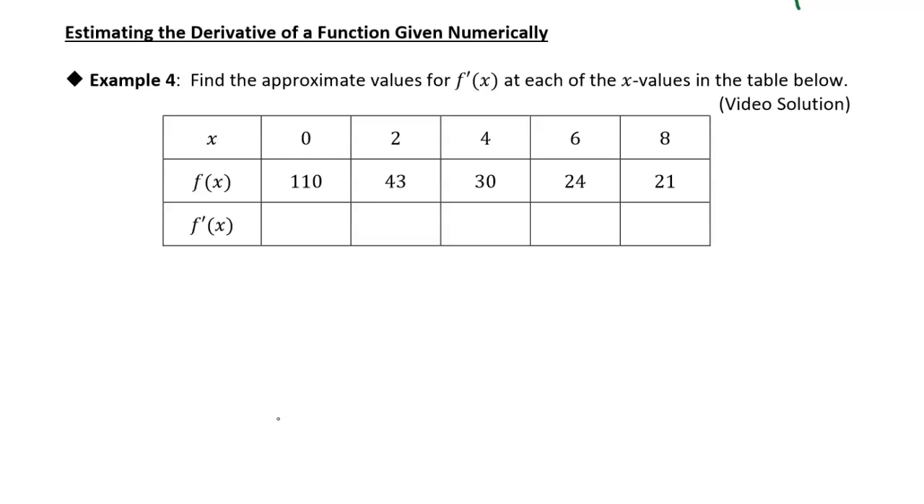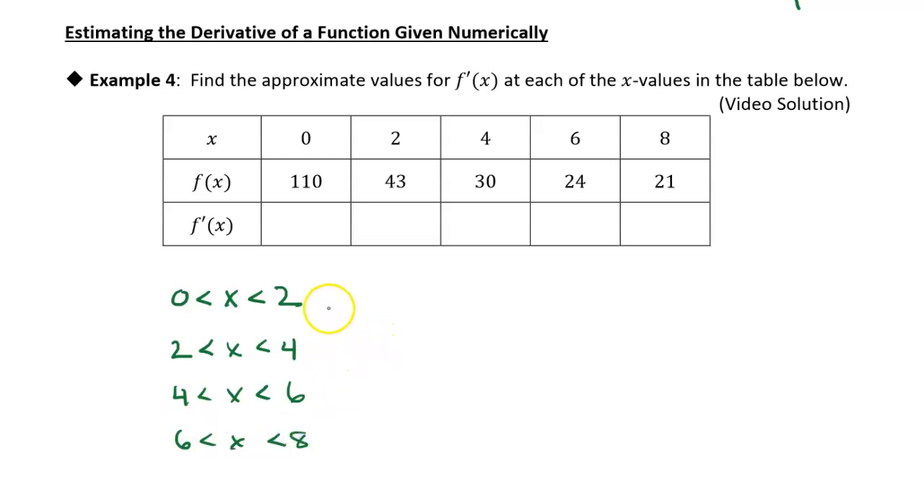Let's first calculate the average rate of change for this function over each interval that's given. I can look at the average rate of change between 0 and 2, the interval between 2 and 4, the interval between 4 and 6, and the interval between 6 and 8. We're just going to look at the average rate of change.